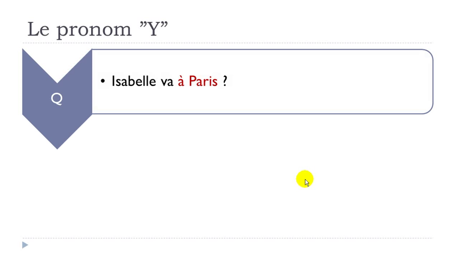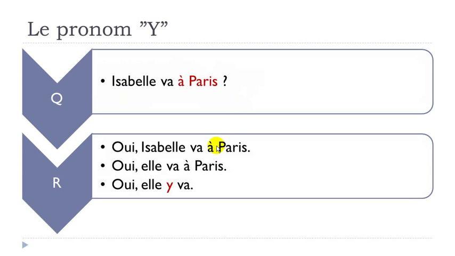Okay, so let's see another example now. So if you're using the name of a town, because previously we had a country and now it's a town, and so it's Paris, okay? Isabelle va à Paris, so it's a question. Of course, you can answer like we saw previously. Oui, Isabelle va à Paris. First option, repeat everything, no problem. Second option, you just want to avoid repeating Isabelle. Oui, elle va à Paris. And then, last option, you just want to avoid repeating Isabelle and then Paris. Oui, elle y va. All right?